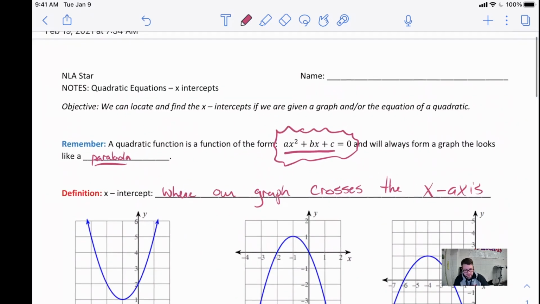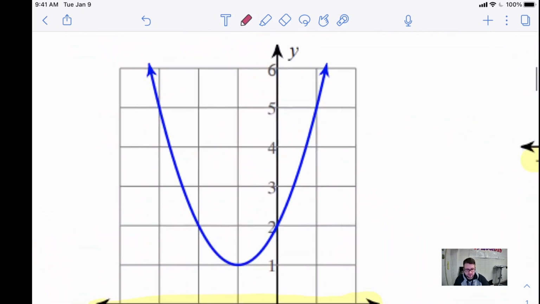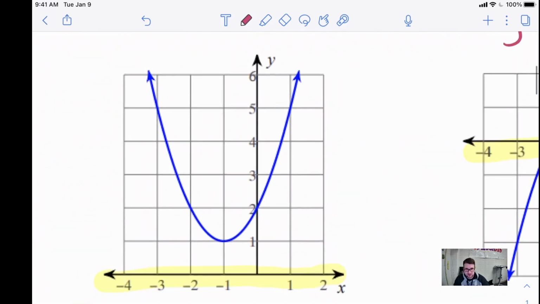So looking at our graph, right, this is our x-axis right here. This is our x-axis right here. And this is our x-axis right here. Now, it looks like not in every graph can we see them all. Because in this one, we can't see where our graph crosses it. So if our graph doesn't cross it, we're just going to say no solution.